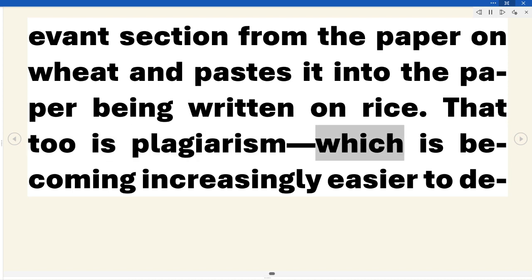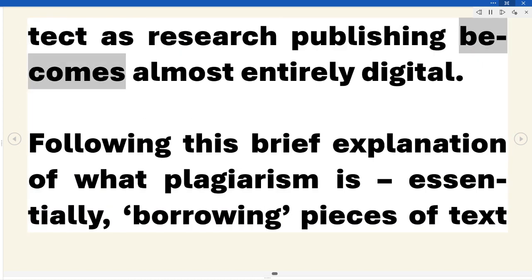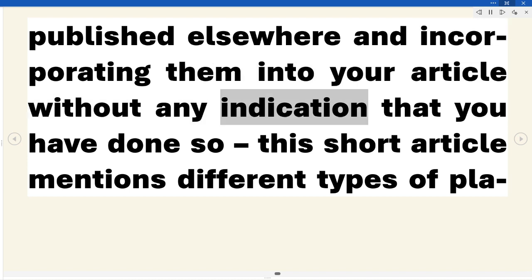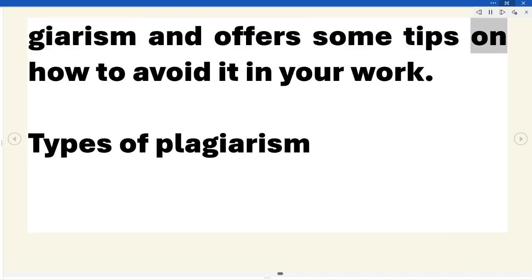That too is plagiarism, which is becoming increasingly easier to detect as research publishing becomes almost entirely digital. Following this brief explanation of what plagiarism is, essentially borrowing pieces of text published elsewhere and incorporating them into your article without any indication that you have done so, this short article mentions different types of plagiarism and offers some tips on how to avoid it in your work.